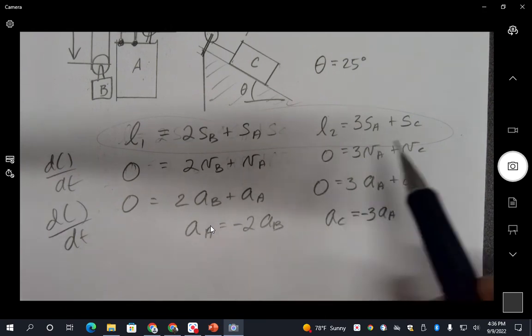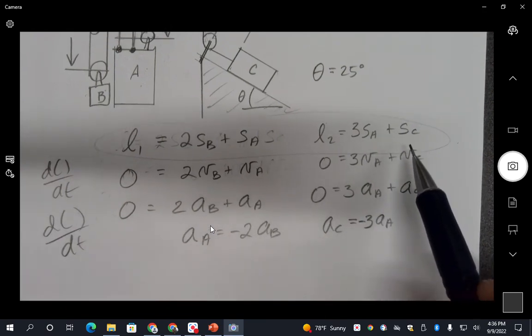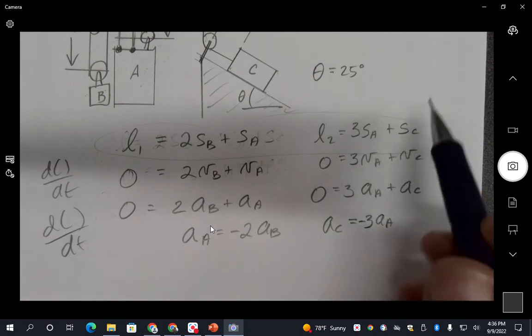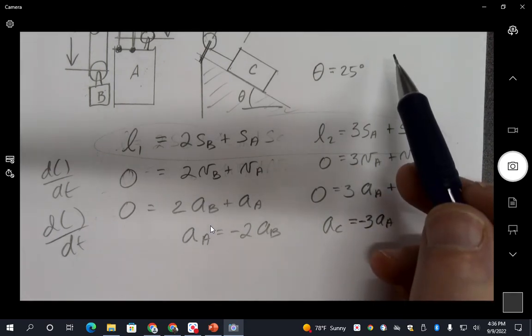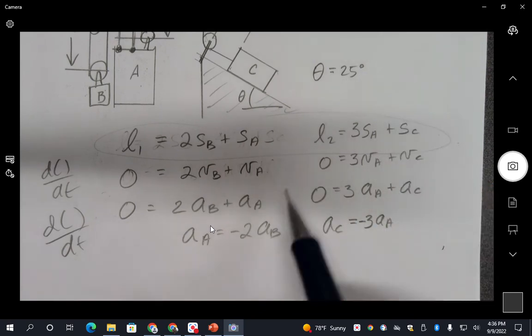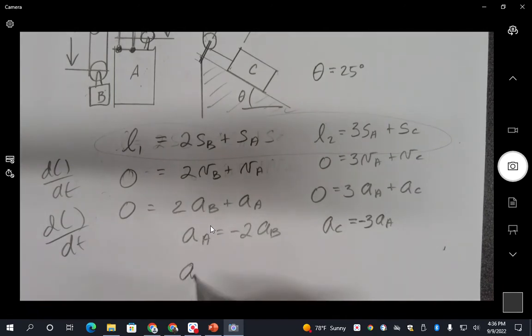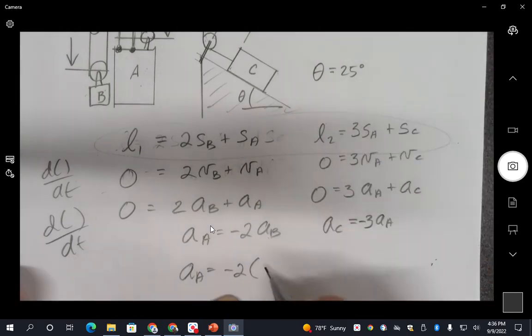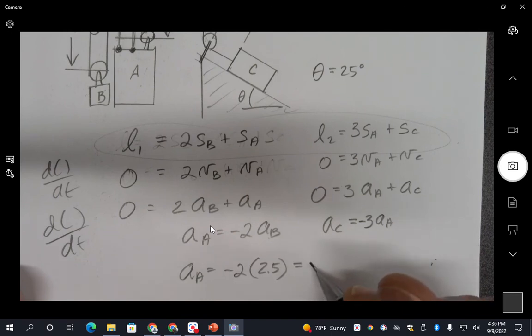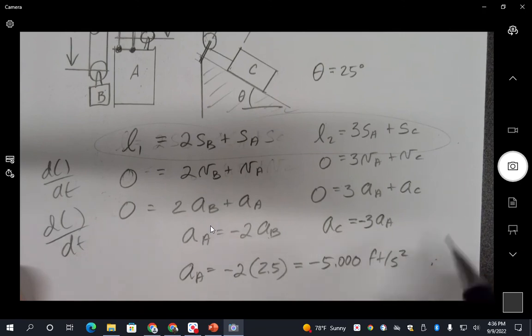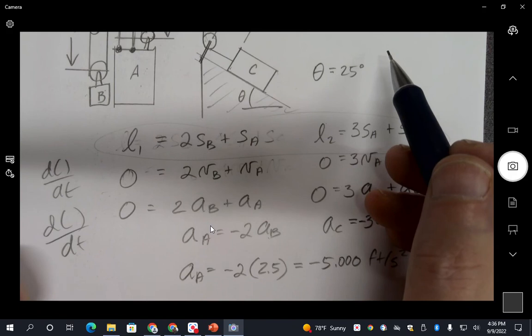All right. So the other piece of information that I had was the acceleration. Okay, so I could find the acceleration because I was given the acceleration of b, but now I could find the acceleration of a. So I have the acceleration of a. It's going to be -2 times the given acceleration of b, so that's 2.5. So we know that it's going to be -5 feet per second squared.